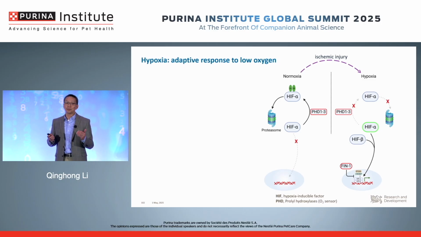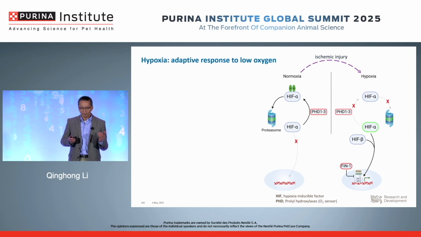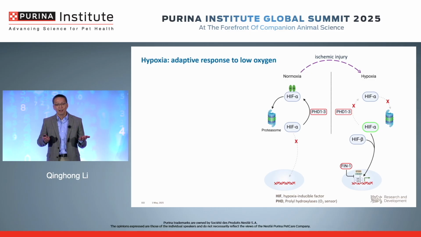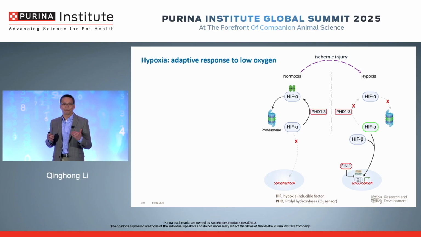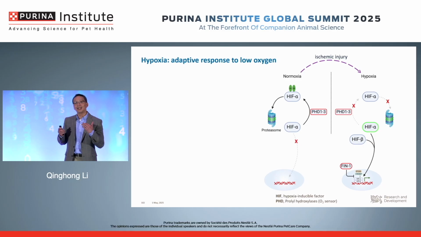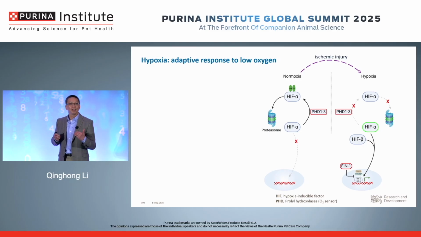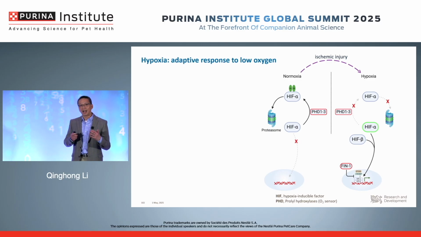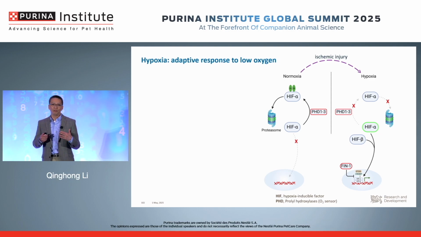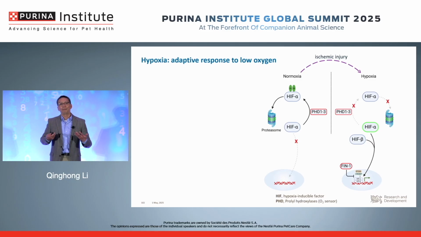But when the oxygen level drops, possibly due to ischemia, the PHD can sense that, and then is unable to hydroxylate the HIF-alpha. That stabilizes HIF-alpha, and HIF-alpha then combines with HIF-beta. They are both transcription factors, and they can activate the expression of genes that induce angiogenesis or production of EPO, trying to bring the oxygen levels back up.